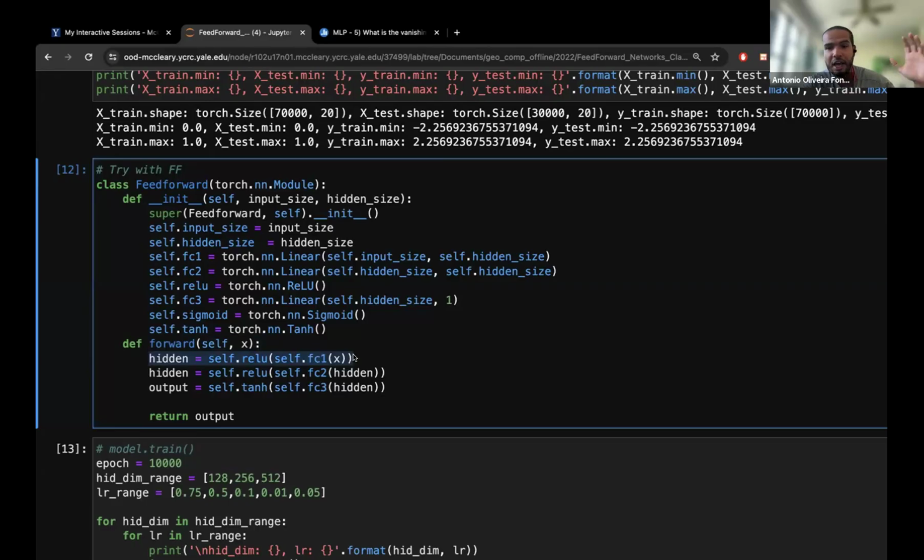Then now we have how you're going to be processing this data. The inputs pass through the first connected layer, the first layer. And then we have a ReLU. So what is happening here? Can someone explain to me?